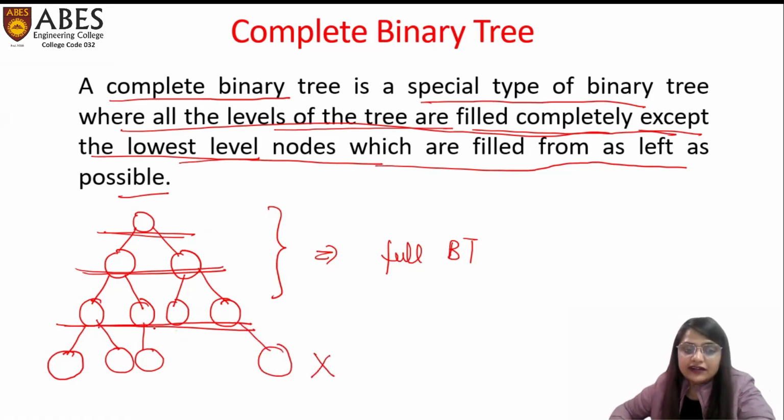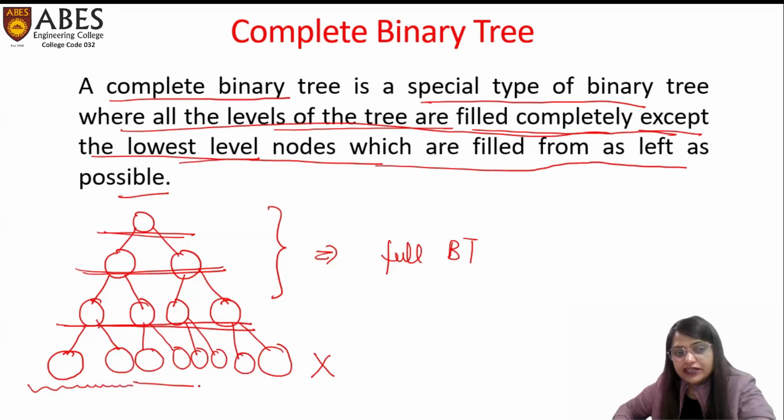For a complete binary tree, the last level insertion should be done from the left-hand side only. Then, if I want to make it a complete binary tree, it should be like this, where the insertion of the node is done from the left-hand side. There is an exemption that the last level need not be completely filled, but above this level, all the nodes should be completely filled.